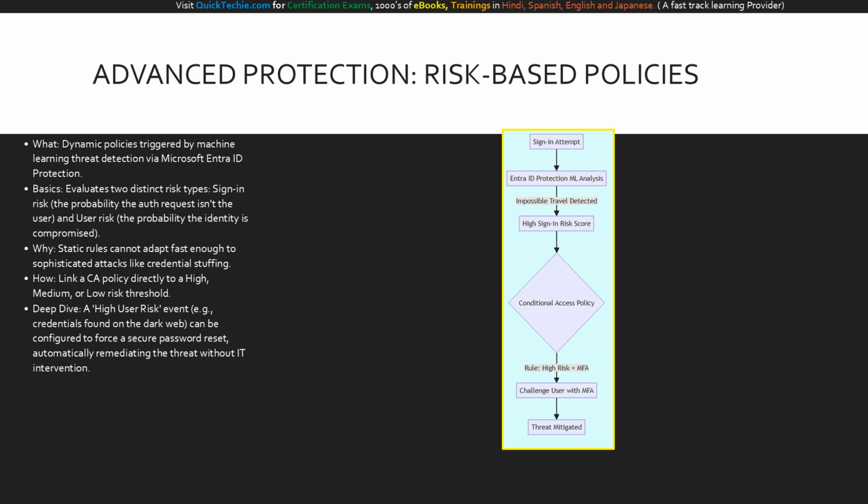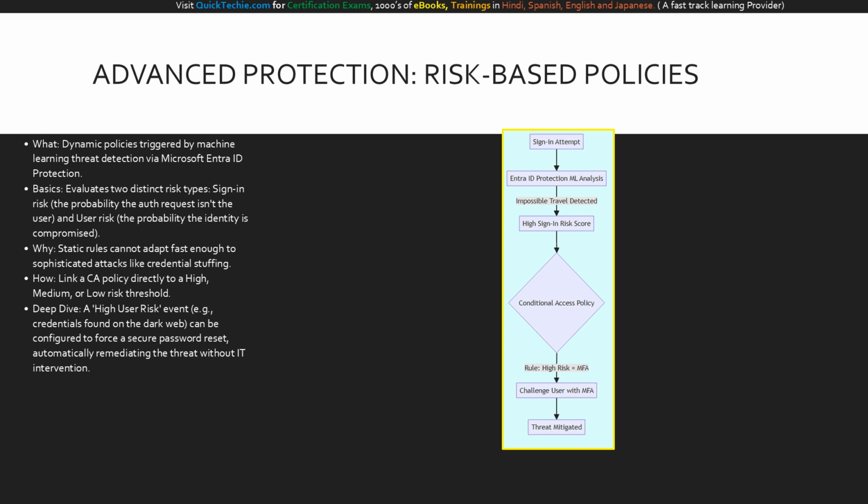You configure this by tying your conditional access policy to a risk threshold. For our deep dive, imagine a user whose credentials are leaked. Entra ID protection flags their user risk as high. Your conditional access policy immediately kicks in, intercepts their next login, and forces them to perform a secure password reset utilizing MFA. You have automatically remediated a critical threat with zero IT help desk intervention.